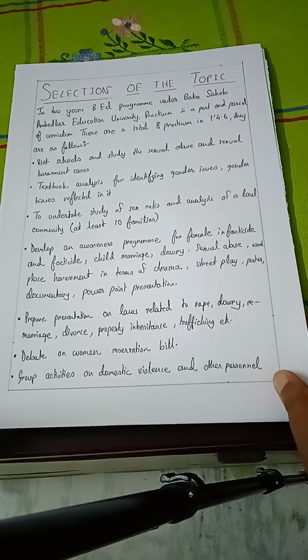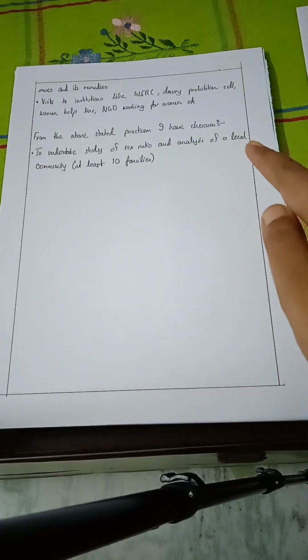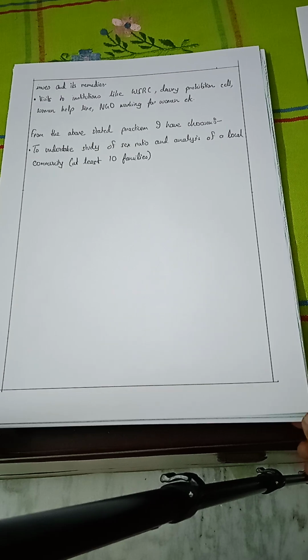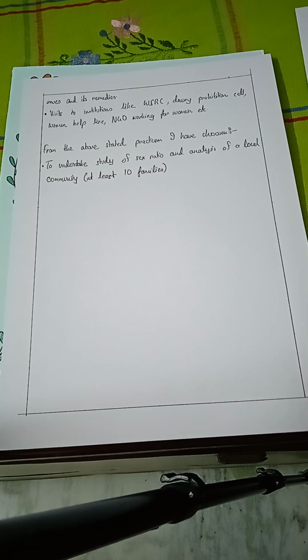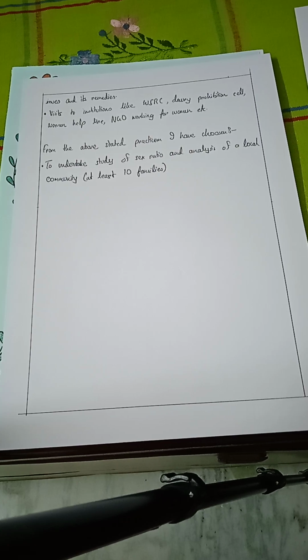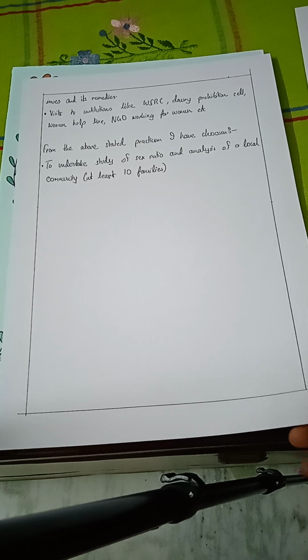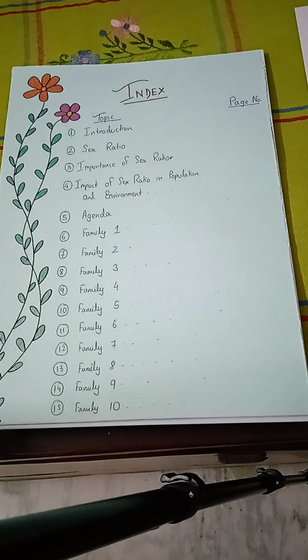And then in the next page, as you can see here, you have to write why you are choosing this topic. Which topic you are choosing, that you have to write. As I have chosen the topic to undertake a study of sex ratio and analysis of a local community, at least 10 families. So I have done my study of at least 10 families to understand this sex ratio.